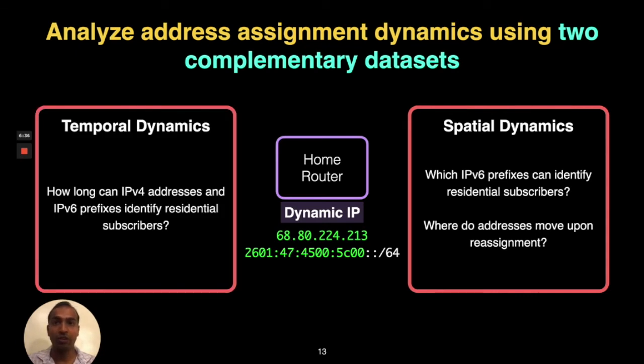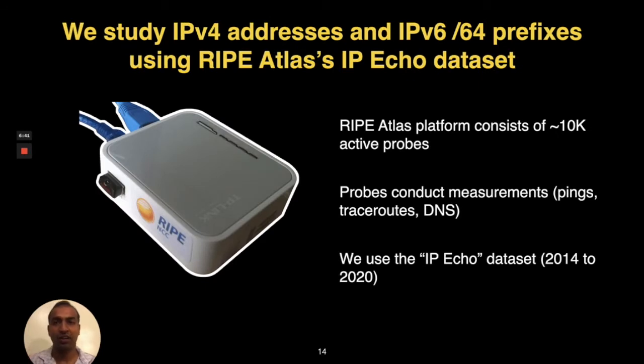I'll next describe the two datasets that we use for these analyses. The first dataset consists of measurements from the RIPE Atlas platform, which consists of around 10,000 active probes. Probes are mostly hardware devices in volunteers' networks, many of which are in large residential networks such as Comcast, Deutsche Telekom, etc. Probes conduct a variety of measurements. We use the IP echo dataset, which allows us to study the IPv4 address and IPv6 /64 prefix of residential subscribers over time.